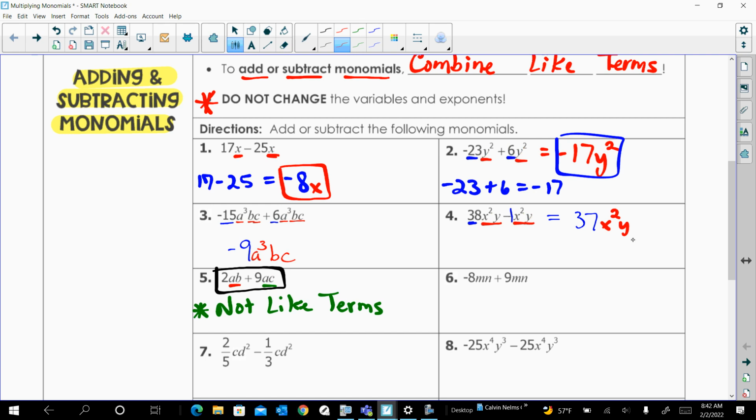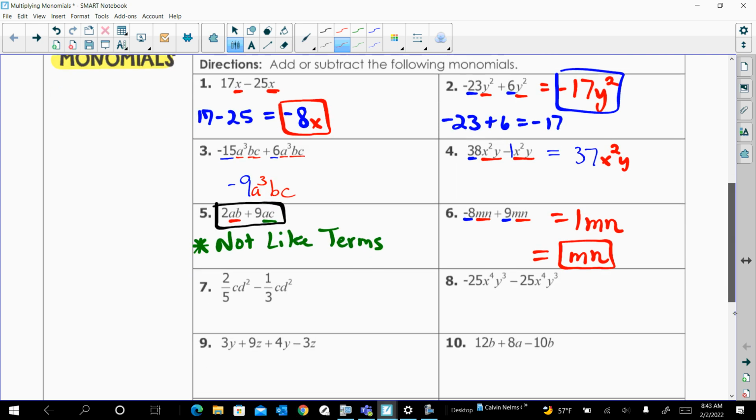All right, so what does 6 get simplified to? If I have a negative mn plus a negative 8mn, 8's the coefficient, plus 9mn, we would say 1mn, okay? But that's the same thing as just saying mn. If you put 1mn, it's the same thing as just mn. All right, I want to talk about one more before I check your understanding here.